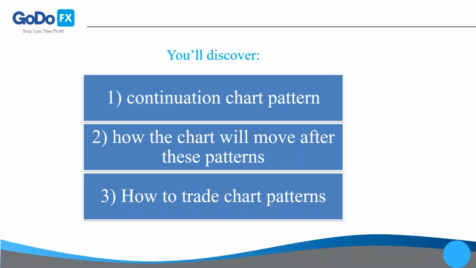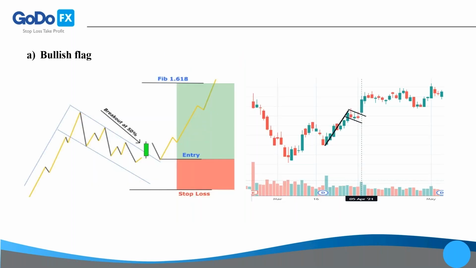In this course, you're gonna be able to know what the continuation chart patterns are, how the chart is gonna be moving after these patterns, and how to trade these chart patterns. Our first continuation pattern is gonna be the bullish flag, which typically forms after a strong upward price movement and signals a temporary consolidation before the prevailing uptrend resumes.